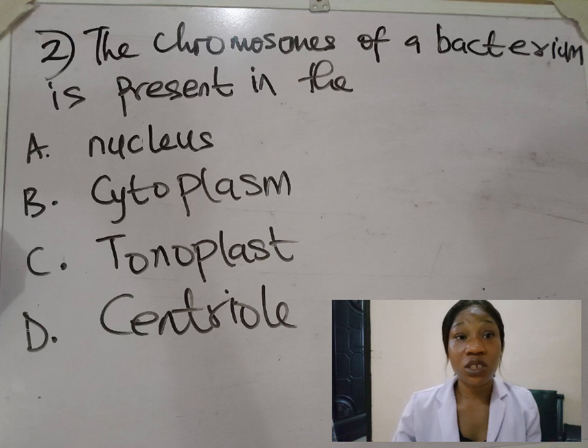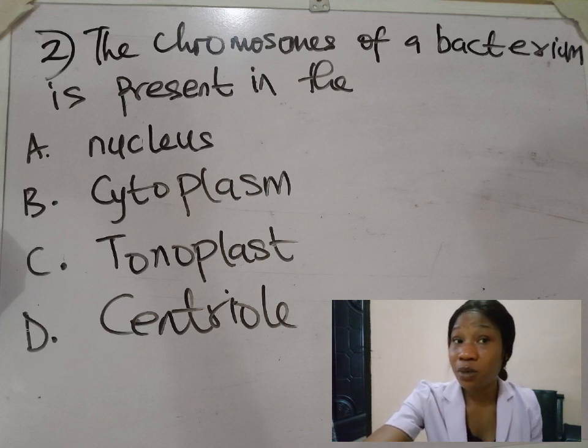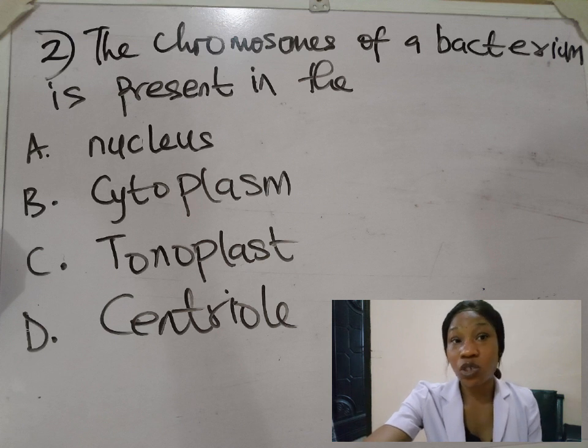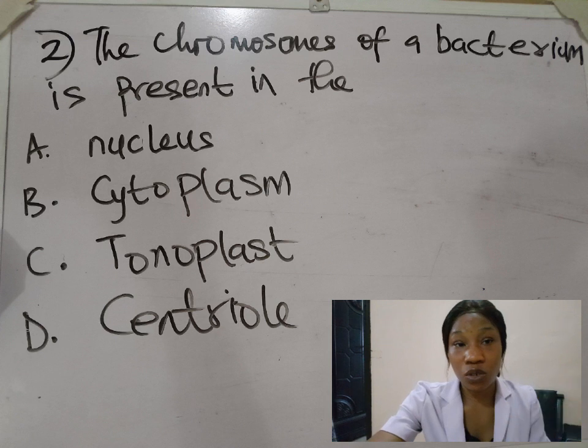So the question says the chromosome of a bacterium is present in the dash. Option A, nucleus. Option B, cytoplasm. Option C, tonoplast. Option D, centrioles. Now, what is a nucleus? I've already told you that the bacterial cell does not have a nucleus. So, of course, for other cells that have a nucleus, the chromosome is always inside the nucleus. But because bacteria does not have a nucleus, the chromosome is not inside one.